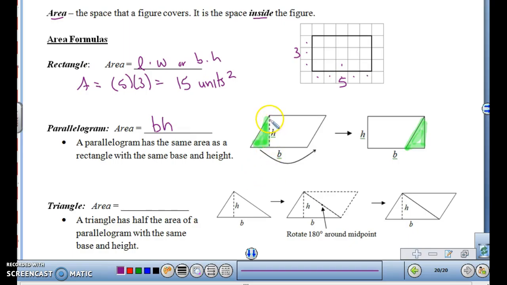The only difference with a parallelogram is the height is measured vertically from the two bases. So a parallelogram has the same area as a rectangle with the same base and height. If the base and height of the rectangle is 5 times 3, the base and height of the parallelogram could also be 5 times 3, and it works out the same way.